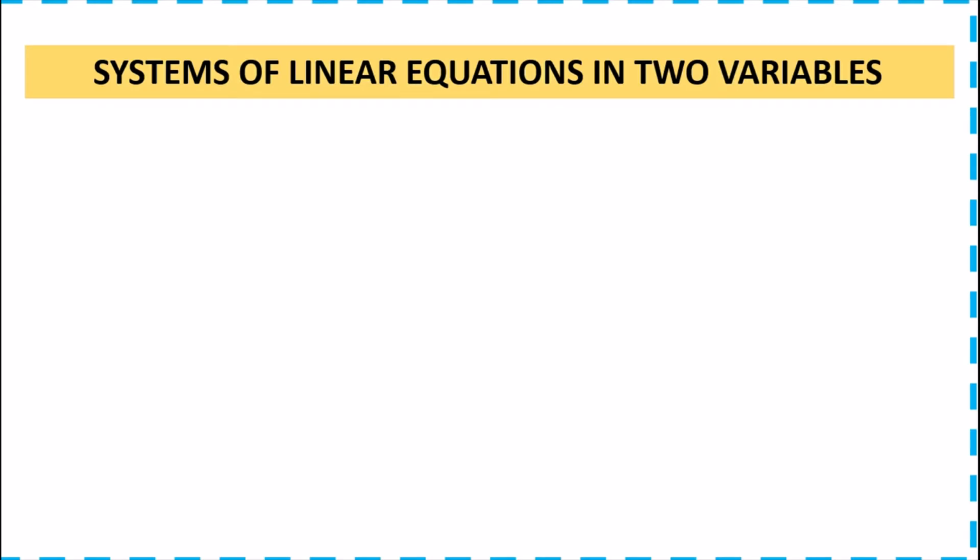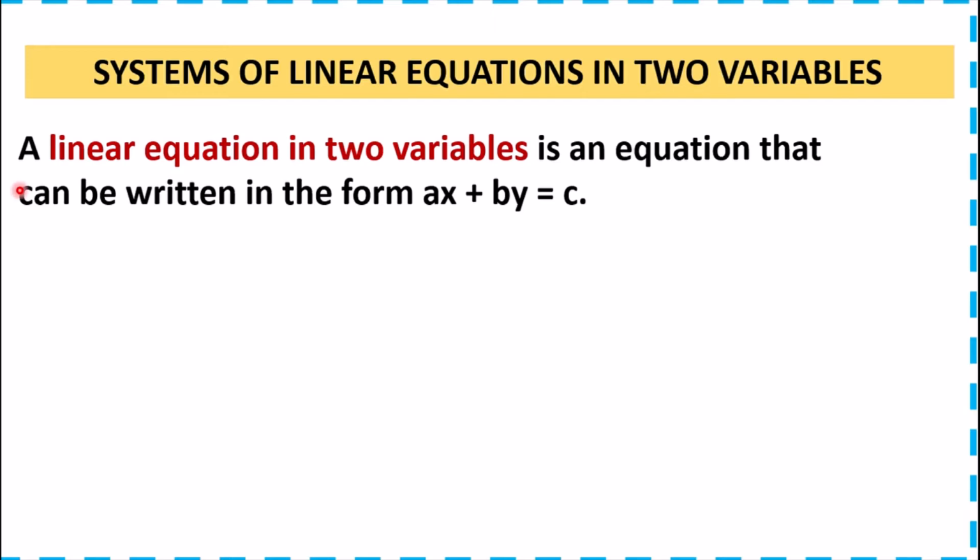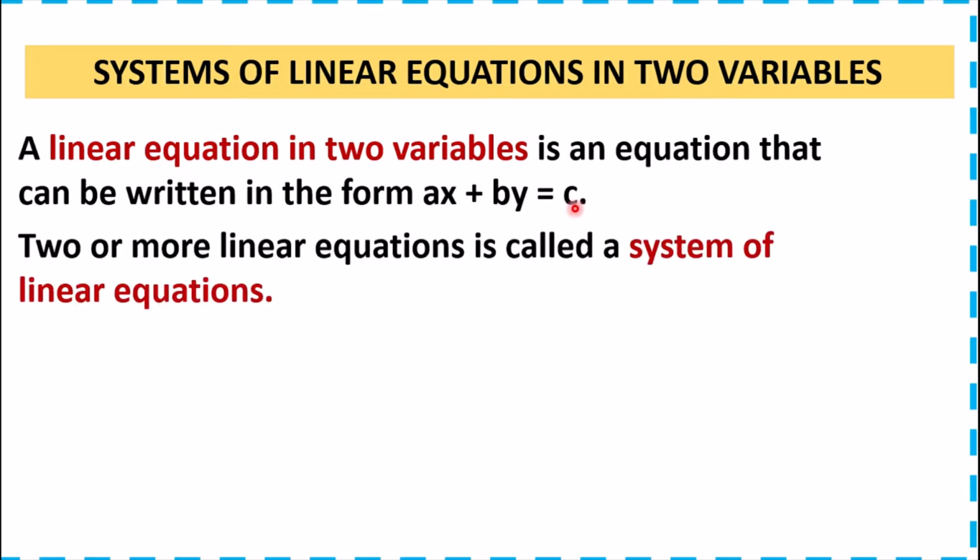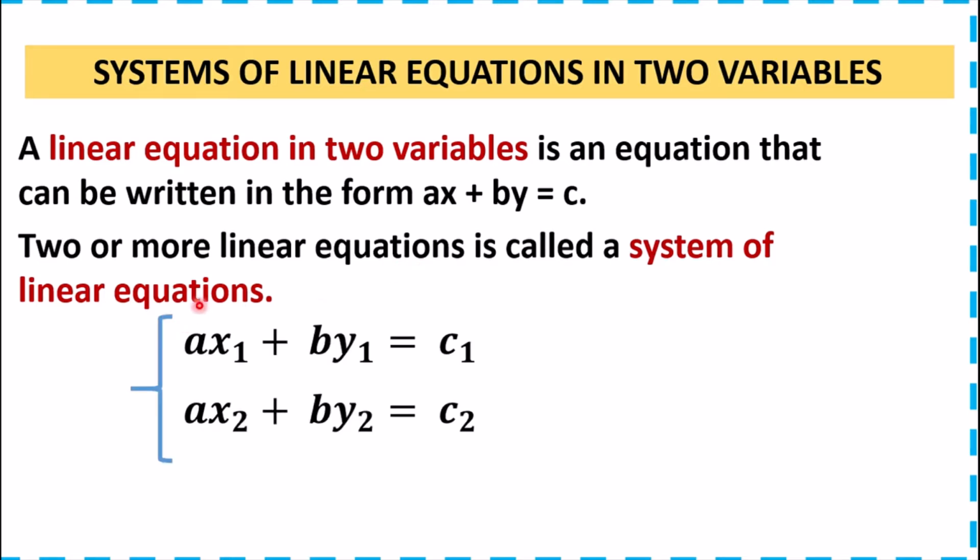Systems of linear equations in two variables. A linear equation in two variables is an equation that can be written in the form ax plus by is equal to c. Two or more linear equations is called a system of linear equations. So, system of linear equations ang tawag pag we have two or more linear equations. Okay, so ito yung example ng ating linear equation. This is a system of linear equations kasi we have two linear equations in two variables.